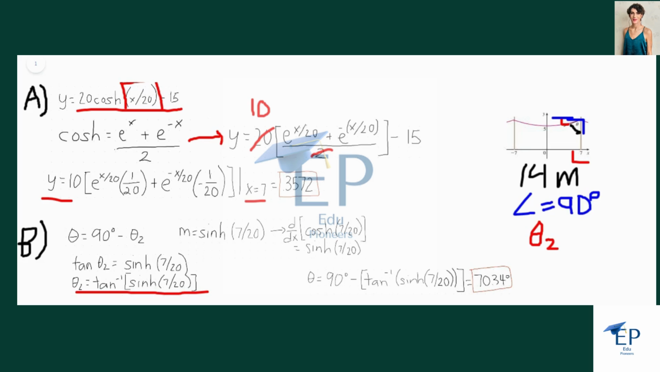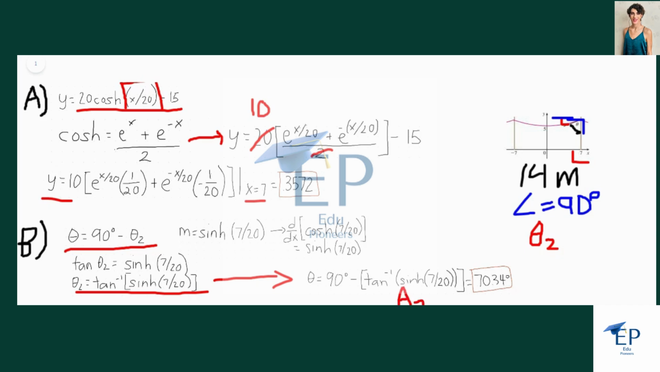Now that we have our theta 2 angle, we have all the parts needed to find theta according to this equation right here. So what are we going to do? We are going to put that theta equals 90 degrees minus the inverse tangent of sinh of 7 over 20. And this is all one section indicated as theta 2 right here. So this is all theta 2.